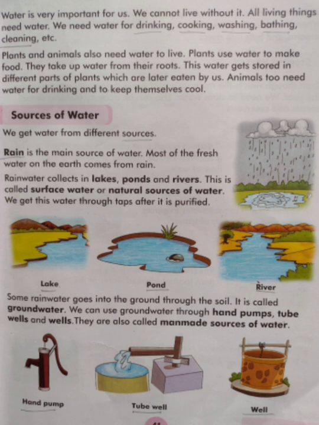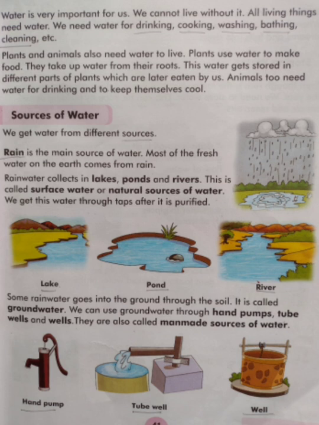Next is sources of water. Yes children, we get water from different sources. The sources are, from where do we get the water. Very first source, main source. The main source of water is rain. Underline this. Rain is the main source of water.